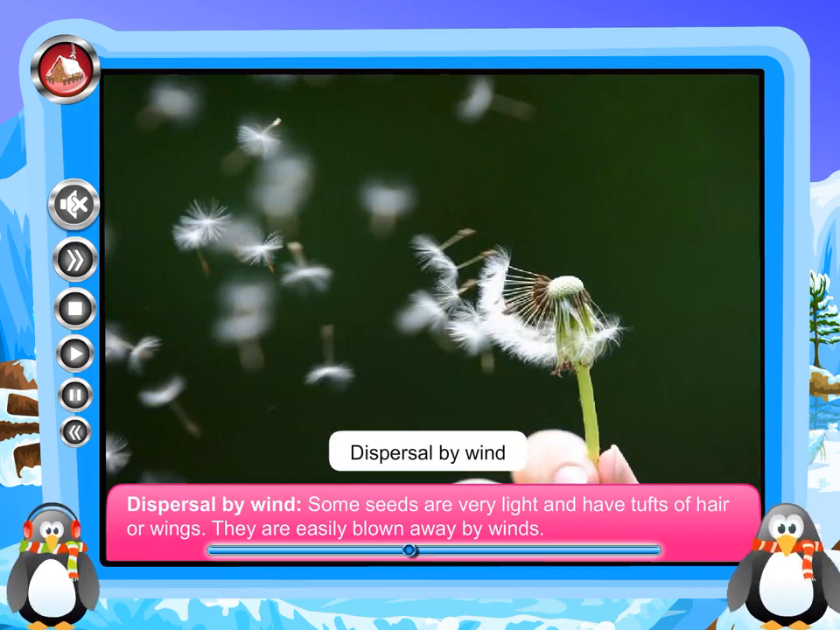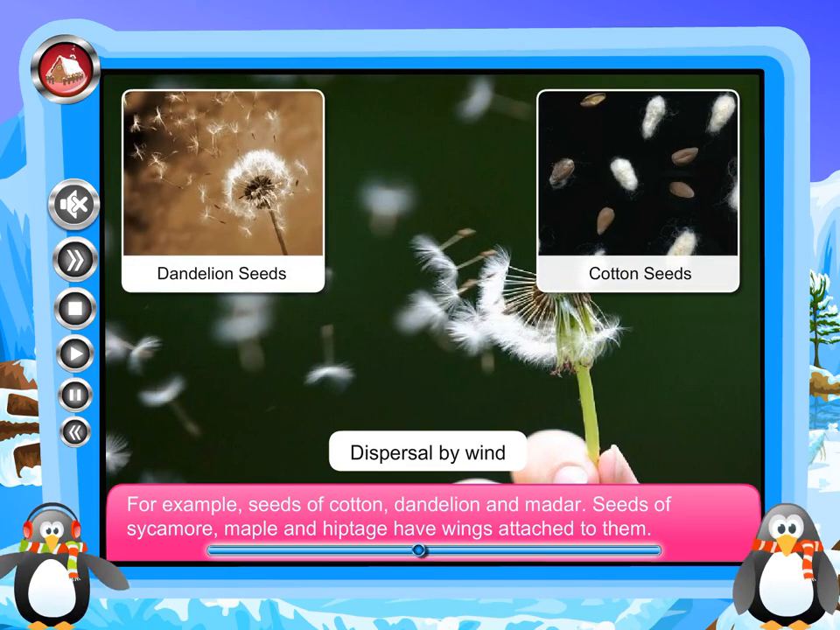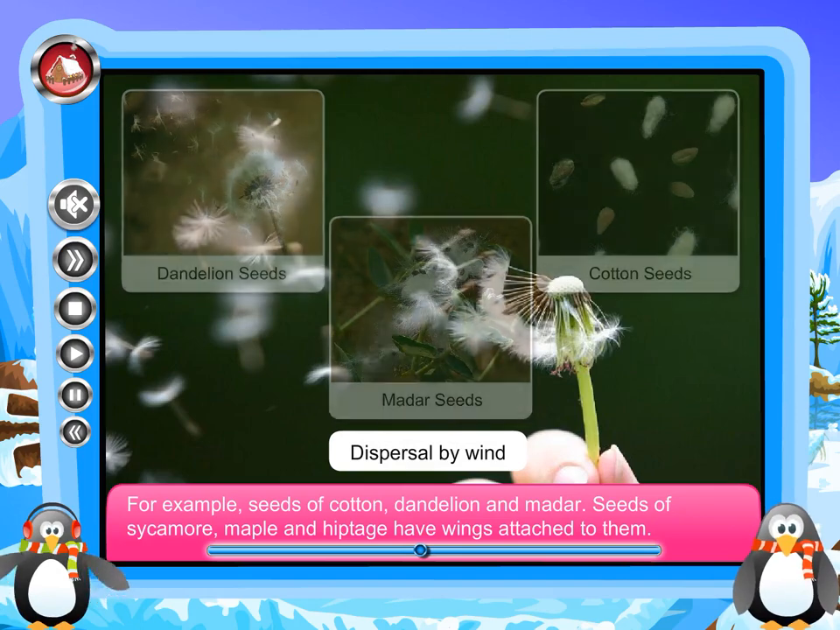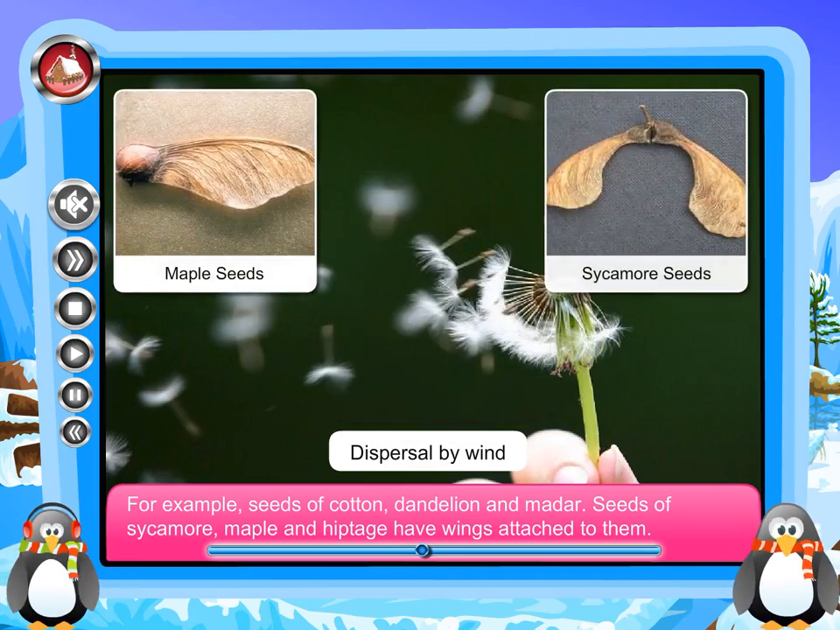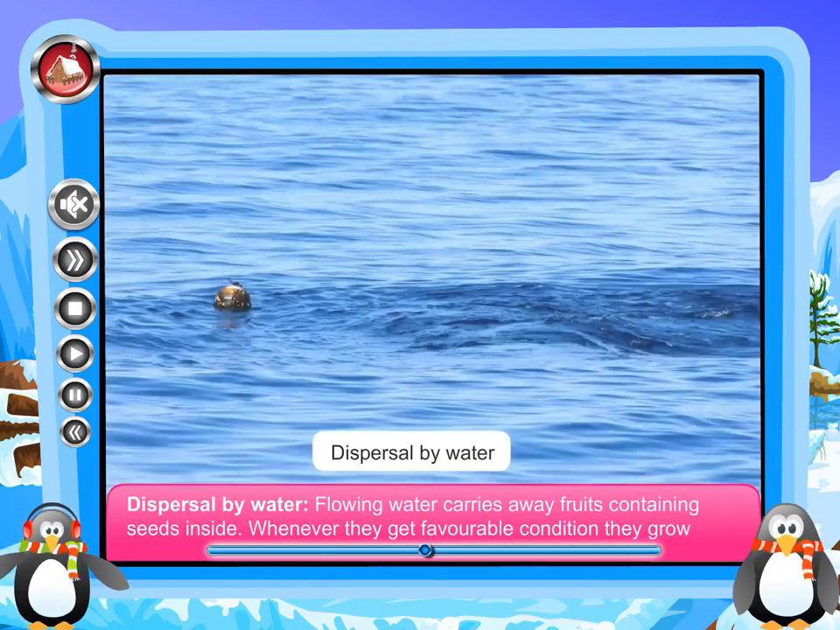Dispersal by wind. Some seeds are very light and have tufts of hair or wings. They are easily blown away by winds. For example, seeds of cotton, dandelion, and madar. Seeds of sycamore, maple, and hyptage have wings attached to them.